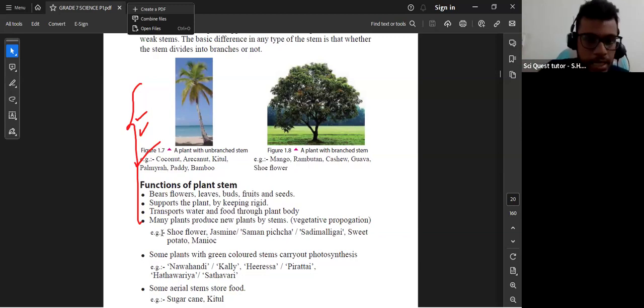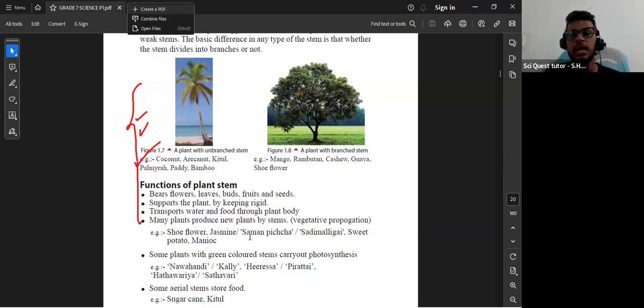For example, we can look at shoe flower, salmon, jasmine. Jasmine is another name they give to the salmon picture. And potato, sweet potato, manioc, these types of plants. They grow from the stems, actually stems and the roots as well. Right. Now let's go with the other one.